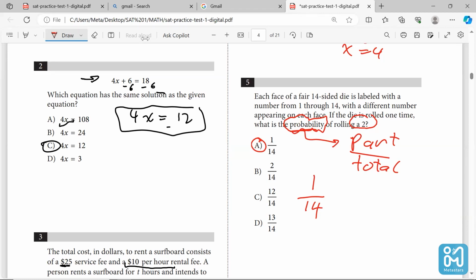Any question? Okay, I'm done with question 5. Let's see question 6.